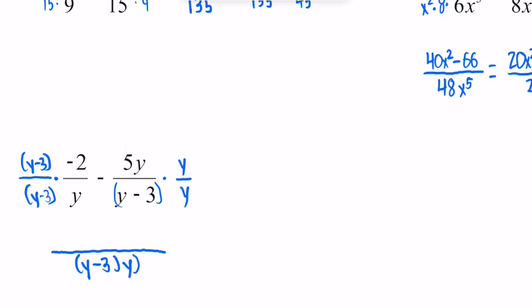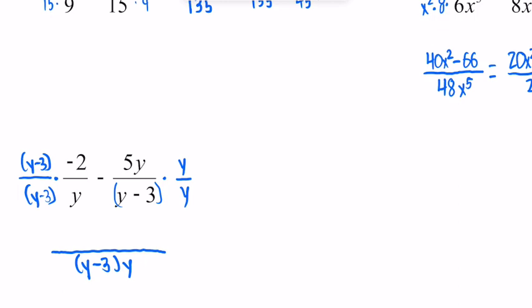Note that it's better to leave it factored here. Instead of distributing the y and getting y squared minus 3y, it's going to be better to leave it factored as y minus 3 times y. The reasoning for that is later on, we're going to factor it to try to reduce it anyway, so it's better to leave it in a factored form.